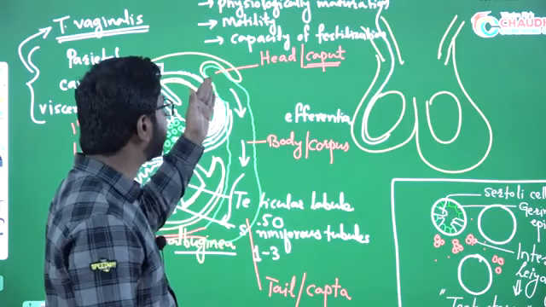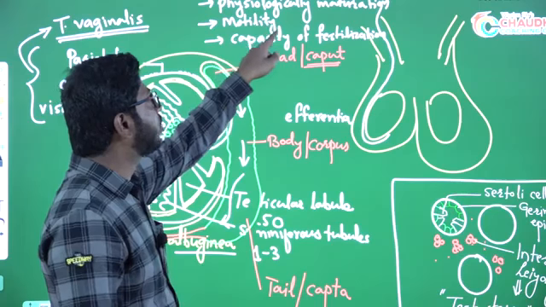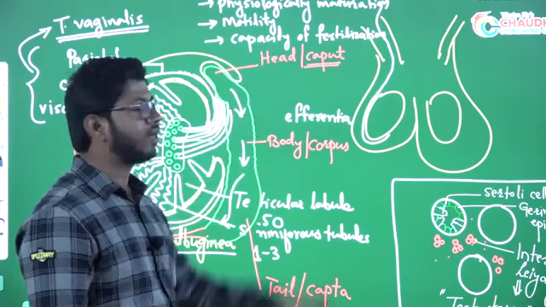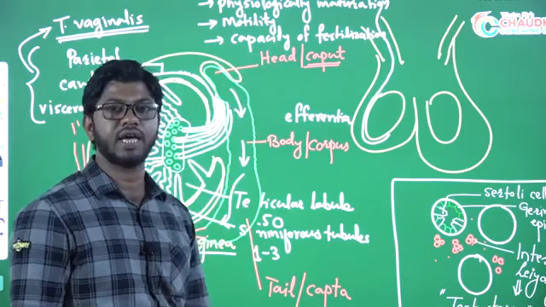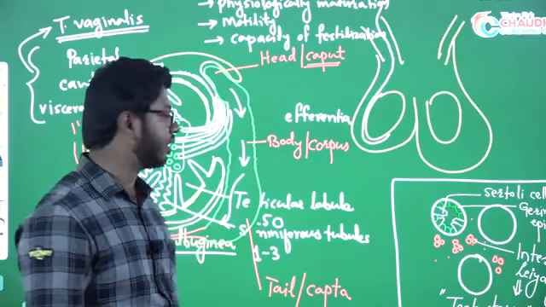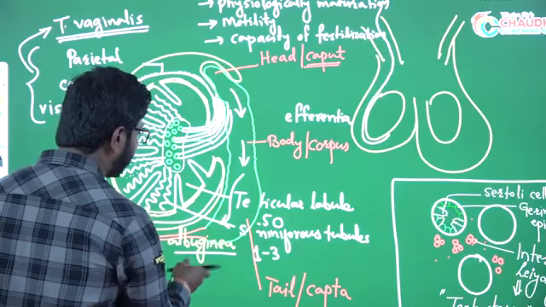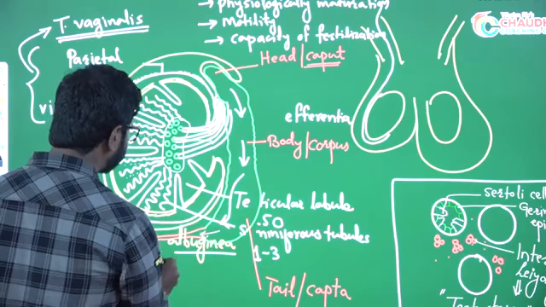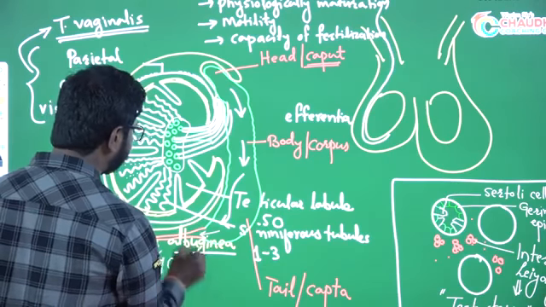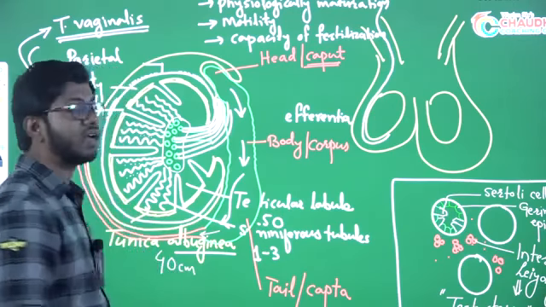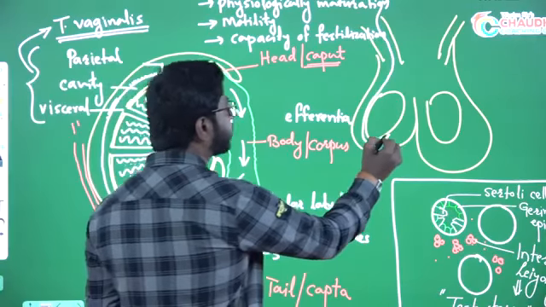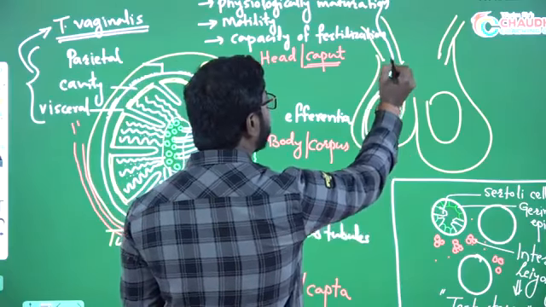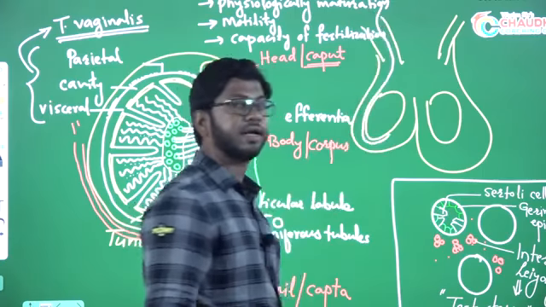When sperm enter the head, they undergo physiological maturation; their motility and capacity of fertilization increase. Sperm stay for a very short duration in the epididymis and then are released into another duct, approximately 40 centimeters in length, called the vas deferens. The vas deferens carries sperm and goes through the inguinal canal into the abdominal cavity.